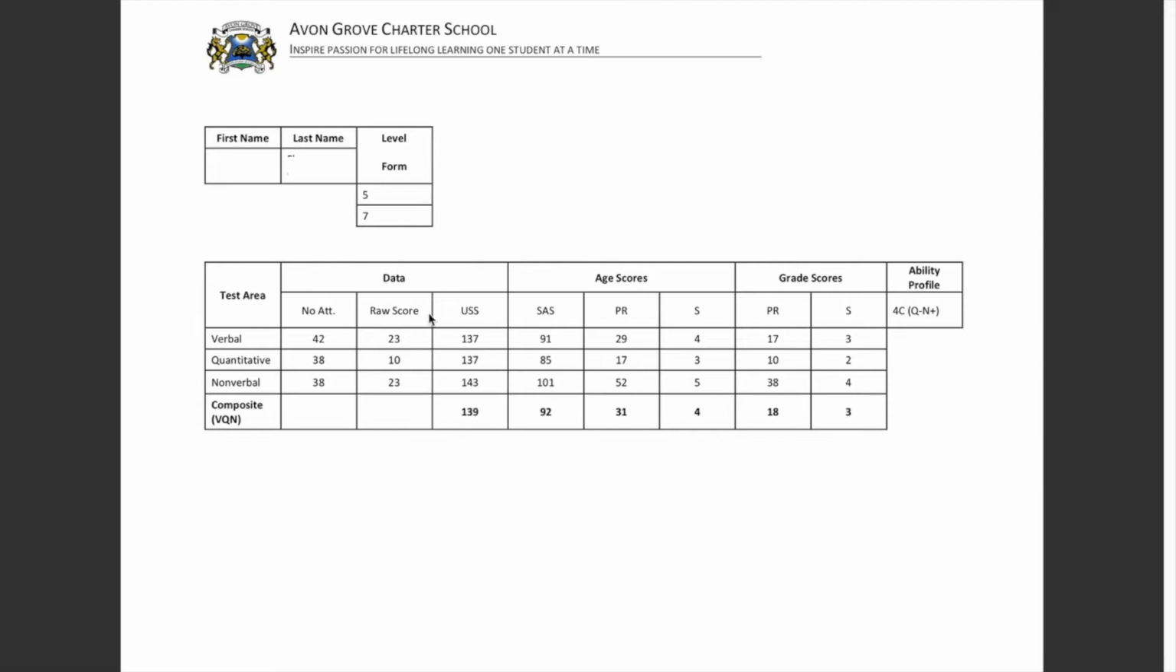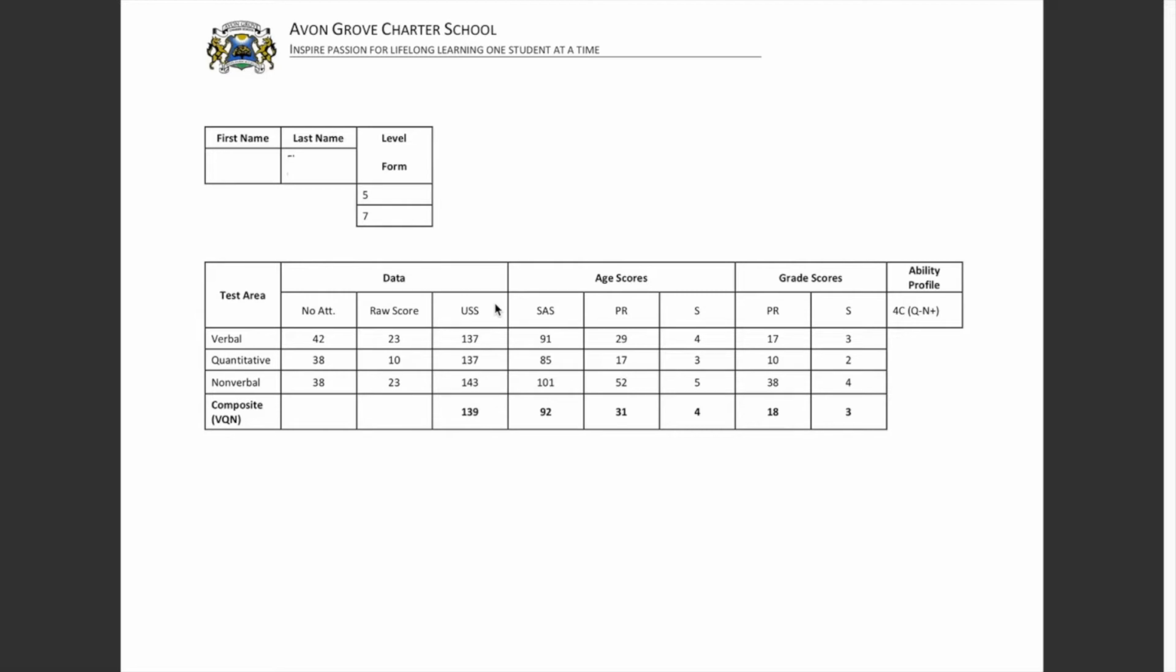The next column is the student's raw score. The raw score is the number of correct answers based on the number of attempted answers that the student had. So for example here, this student answered 23 questions correct of the 42 that the student attempted.